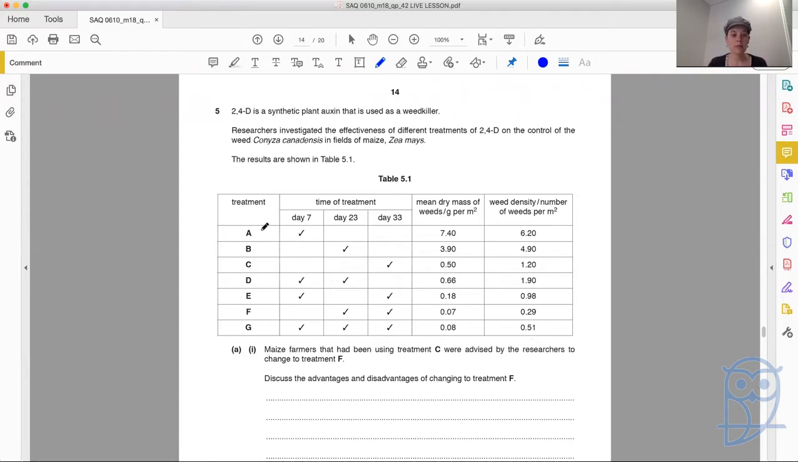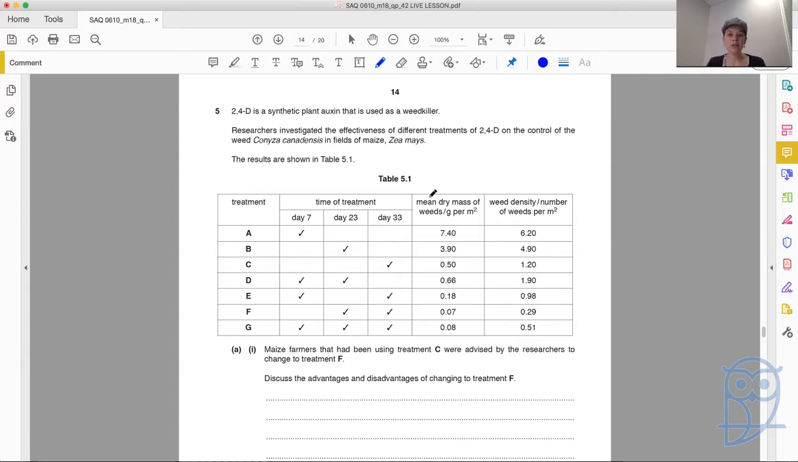So we have treatments A through G. So different types of treatments. Okay, they're all using 2,4-D, but if we look at it, the difference is the time of treatment. So A is only on day 7, B on day 23, C on day 33. Then see here in D, E, and F, they've got different arrangements of 2 treatments. And G, we go all the way up to 3 treatments.